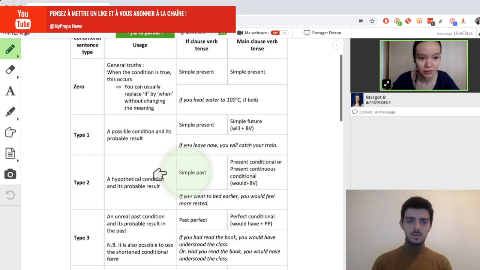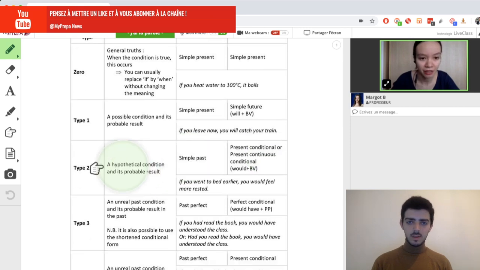Type 2, a hypothetical condition and its probable results. If you went to bed earlier, you would feel more rested. So you have the simple past in the if clause, and the present conditional or present continuous conditional in the main clause.